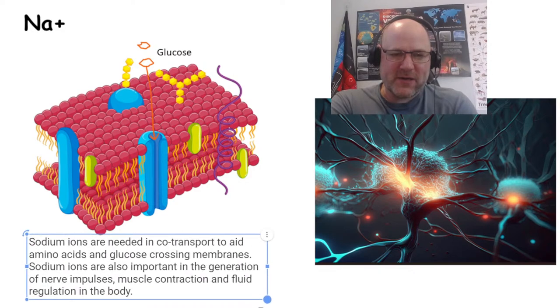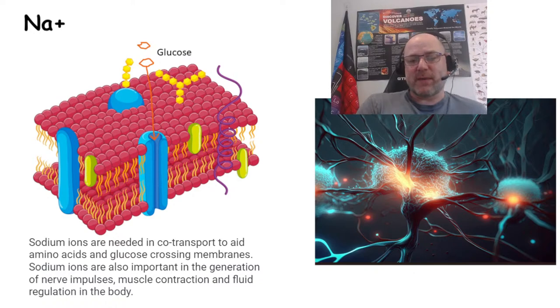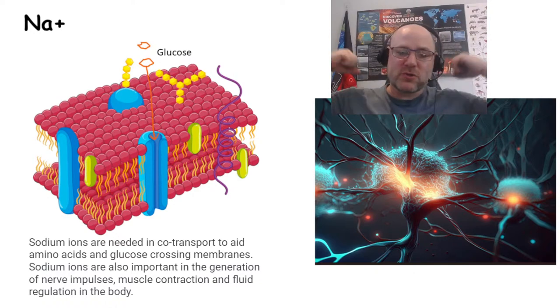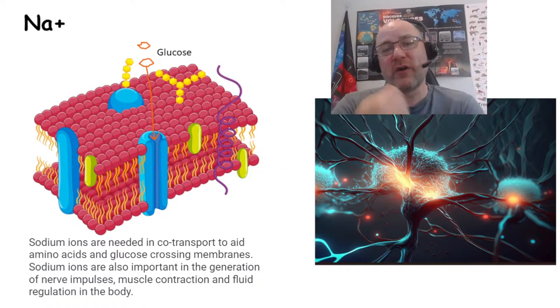A little bit of information here. So they're needed for co-transport to aid amino acids and glucose crossing membranes, and they're also important in the generation of nerve impulses and muscle contraction and fluid regulation in the body. So just some roles of sodium ions.